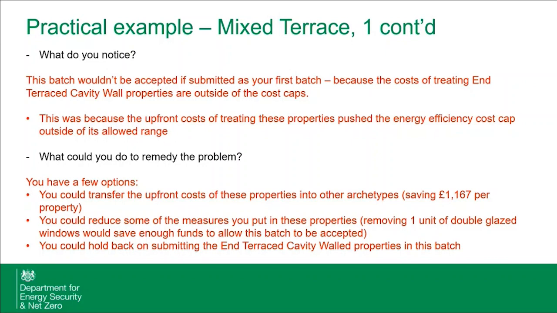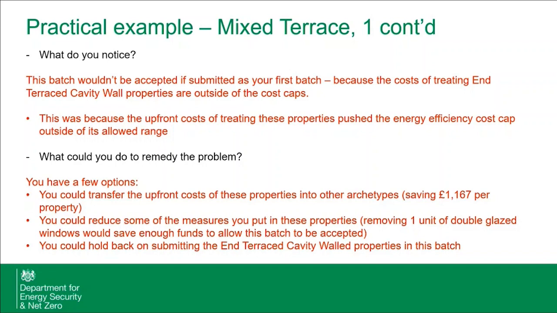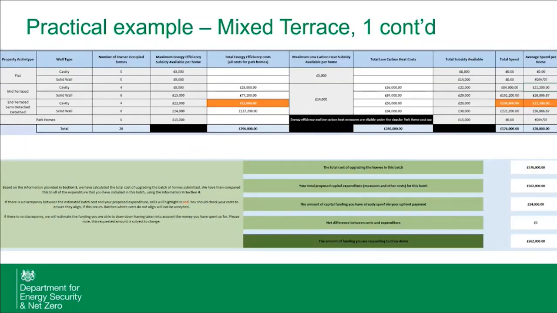What we could have done to remediate this problem is we could have transferred the majority of those upfront costs into properties of other archetypes. So the static costs for upfront capital for our end terrace properties were 1,167 as a standing cost. So there was some slack in some of the other cost caps that you could have moved that into, that would have then enabled it to be accepted.